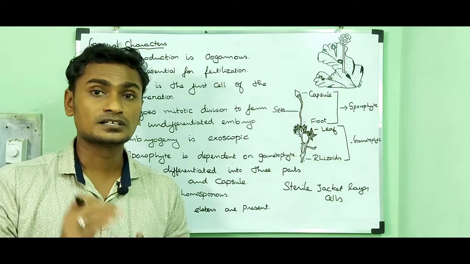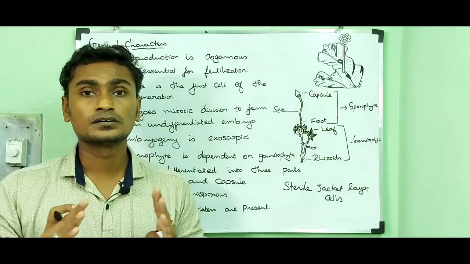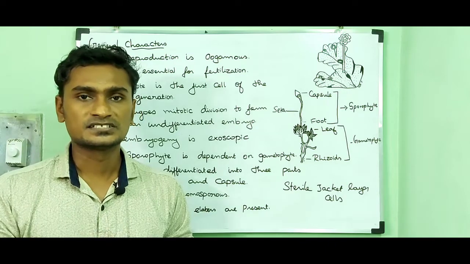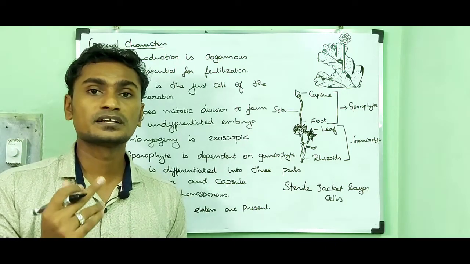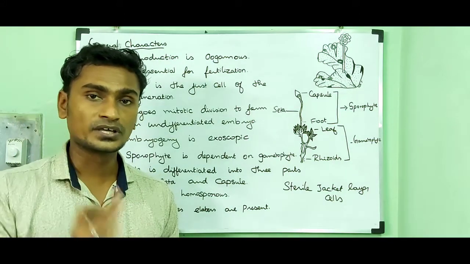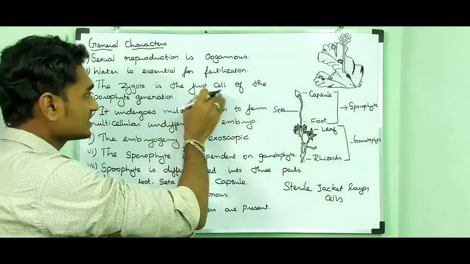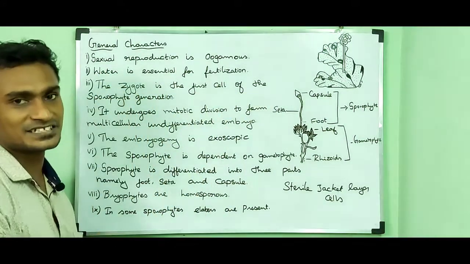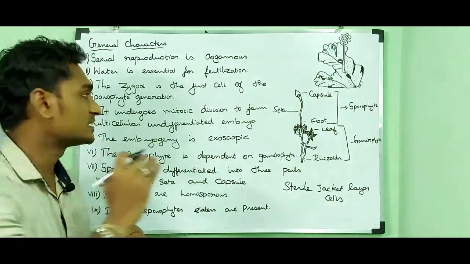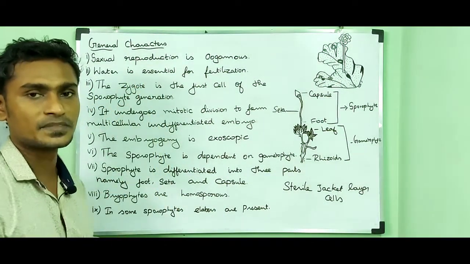The zygote is diploid in nature because the antherozoid and the female gamete each contain n, that is, they are haploid. So when the two fuse, what do we get? We get the zygote, and it is diploid. It contains 2n. So the zygote is the first cell of the sporophyte generation. After the two gametes fuse, the first cell formed is the zygote, called the first cell of the sporophytic generation.